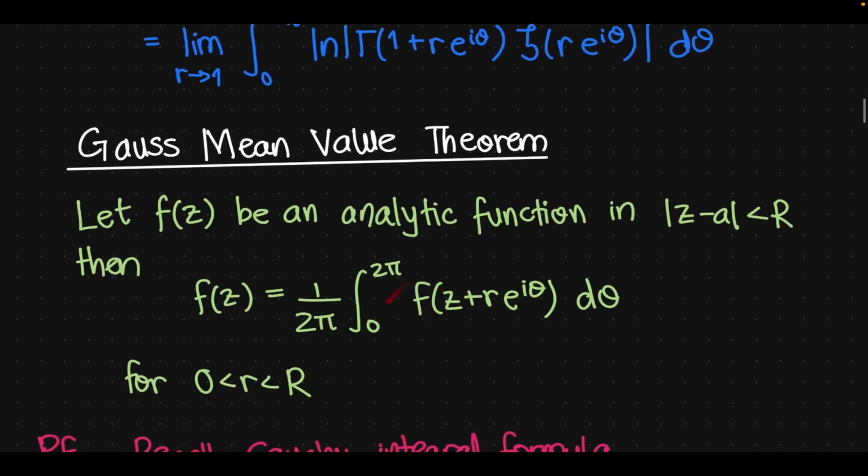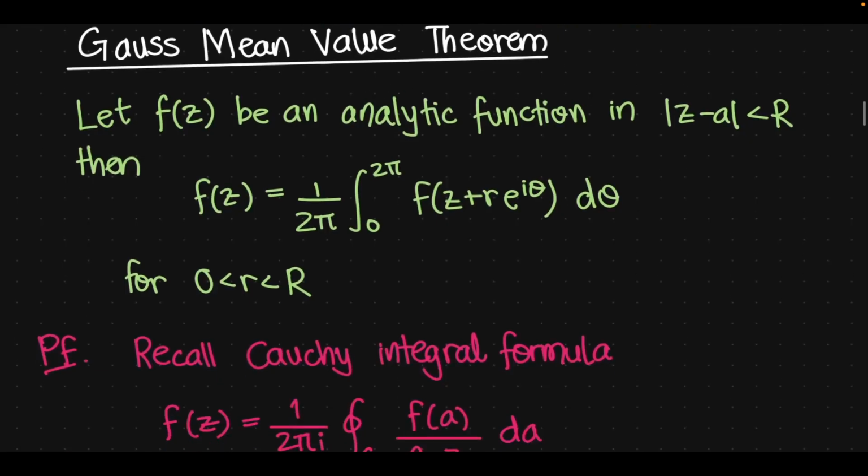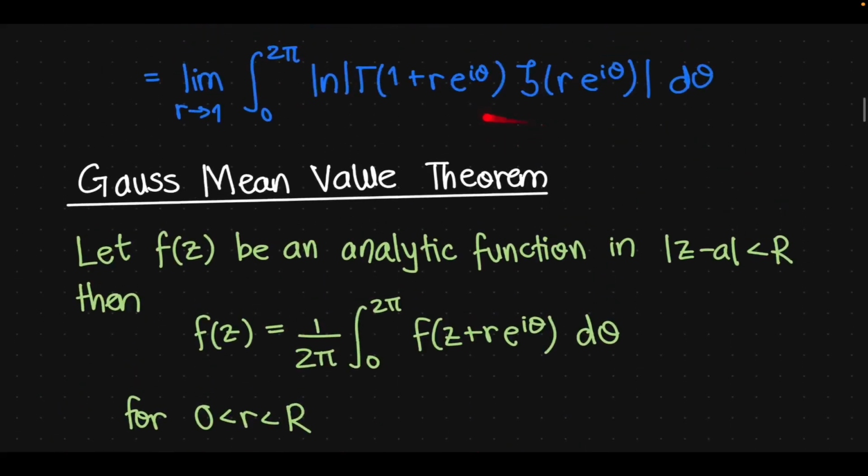So what the theorem says is, let f of z be an analytic function in the open disk, in this case, where norm z minus a is less than capital R, then f of z equals 1 over 2 pi integral 0 to 2 pi f of z plus r e to the i theta d theta, for r in this radius of analyticity, so 0 to R. So you notice the integrand has an r e to the i theta dependence with the d theta on the entire circle from 0 to 2 pi, which exactly matches what we have here.